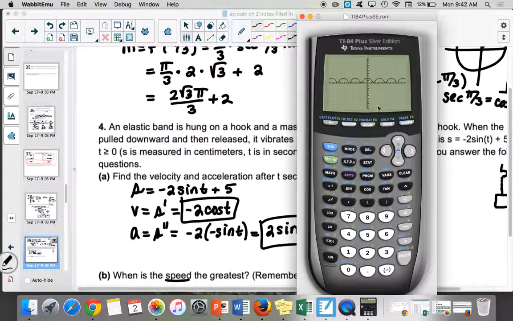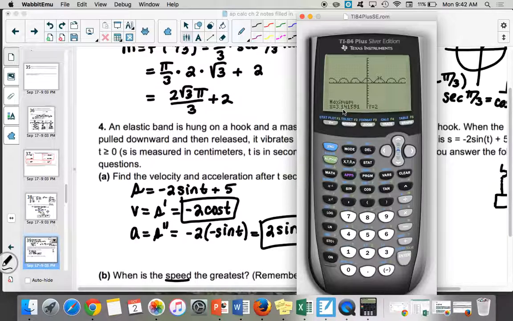So if I want to find when the speed is greatest, I would find all of those maximums. And I'd be like, oh, at t equals whatever. Right? So I can do a second trace, and I could find it. The first one looks like it's at 0. Let's figure out how far away they are from each other. So I'm going to do maximum, number 4. And I'm going to go over to this next maximum. So I'm going to hit enter, enter again, enter. And I end up getting 3.141591.